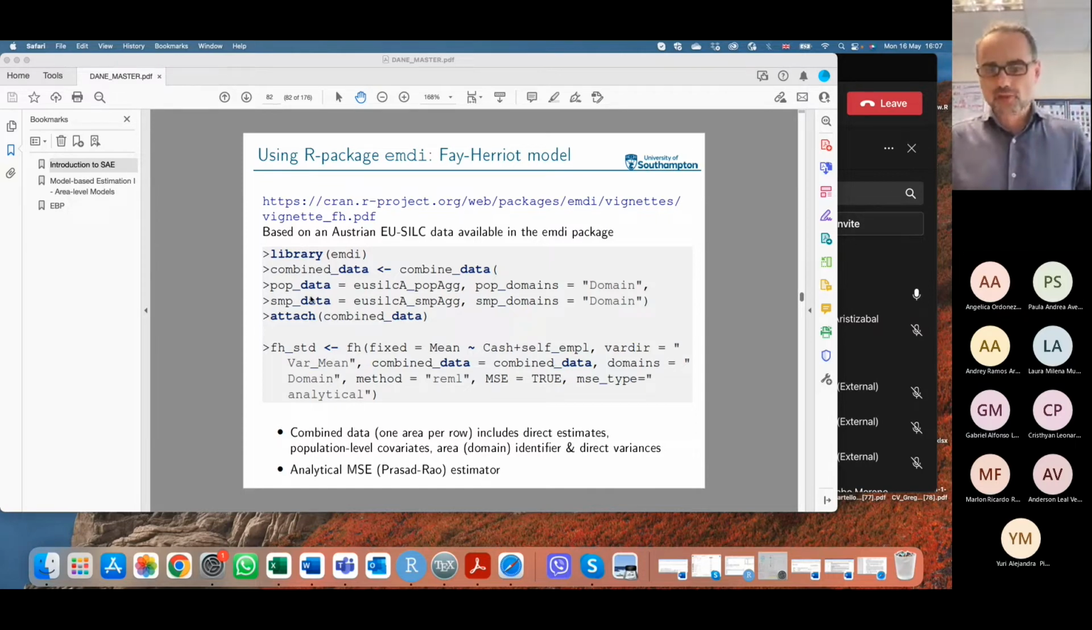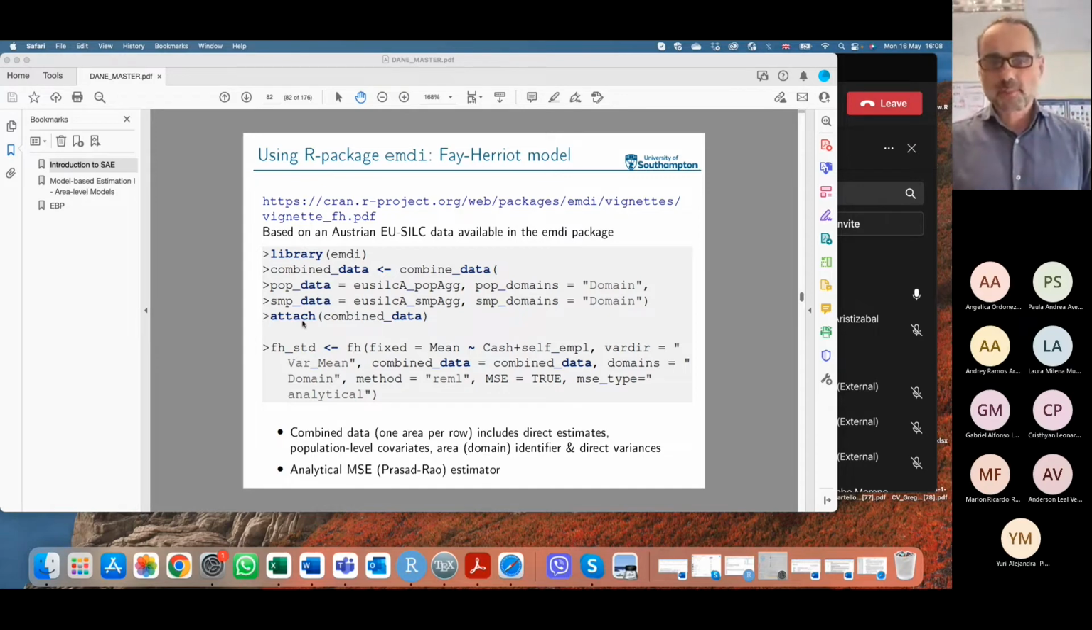One is the population data, and the other is the sample data. So what we assume here is that we have a population dataset. In the population dataset, we're going to have all these covariates, xi, which were denoted by xi in my overheads. These covariates are going to be coming from census or administrative data or other data sources, and are going to be at the area level.